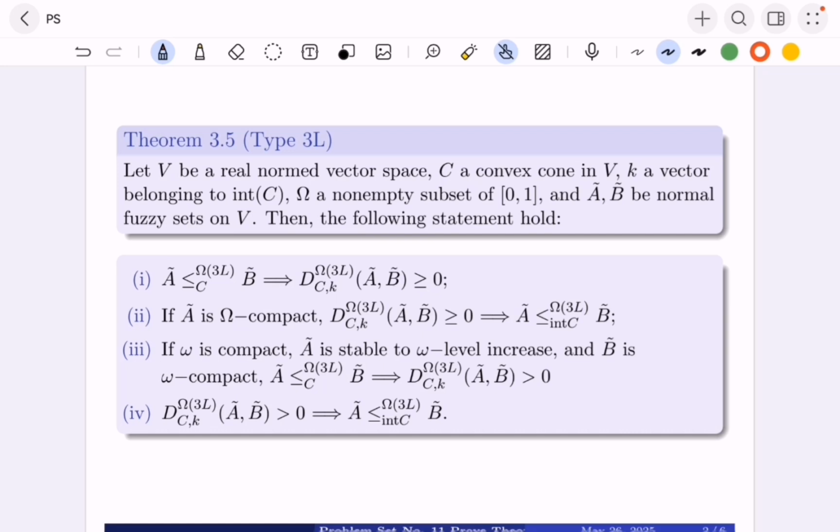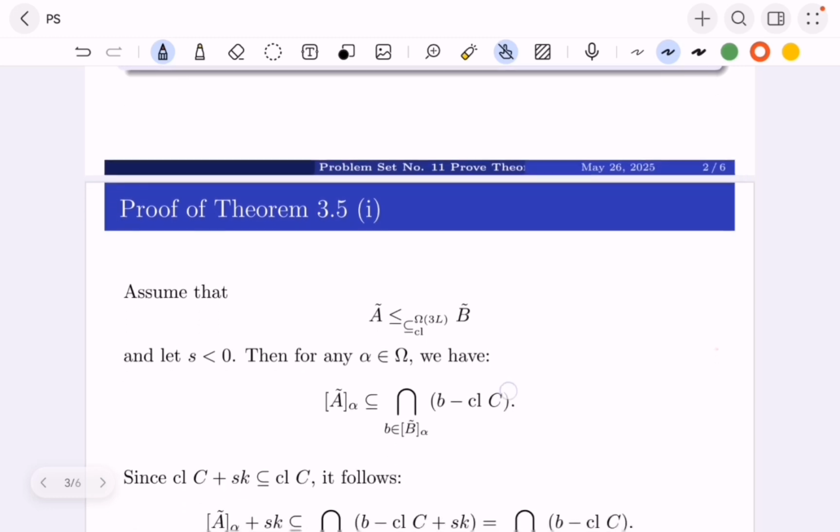Here we have 4, but we will be proving 1 and 4 because 2 and 3 are already proven in the book. And we will prove it according to how theorem 3.1, 1, and 4 are proved. 1, we have a fuzzy set A is less than or equal to fuzzy set B with respect to the closed cone order over the 3L level sets. Then the directional cone distance from A to B is greater than or equal to 0. So let's proceed to the proof.